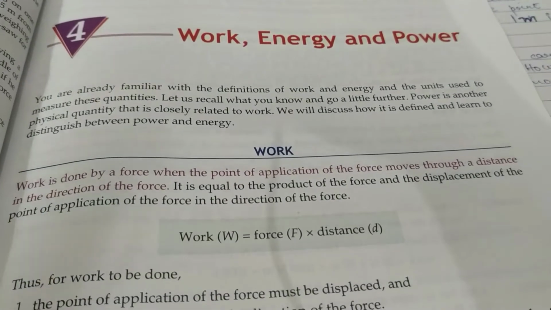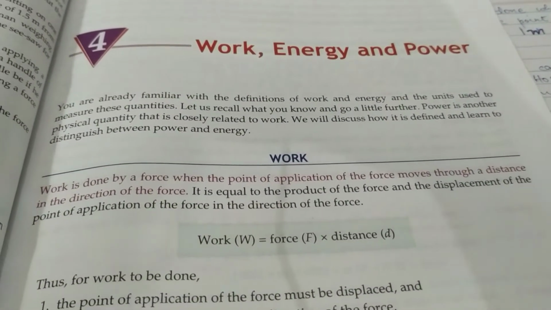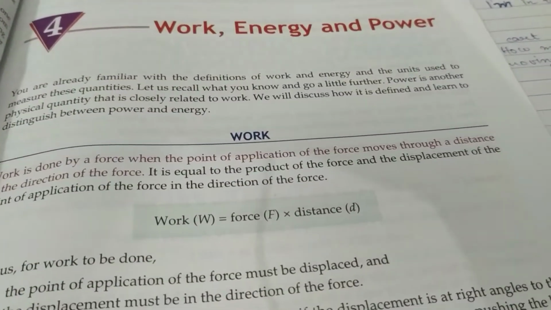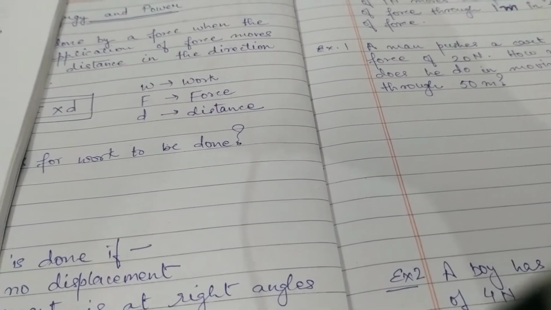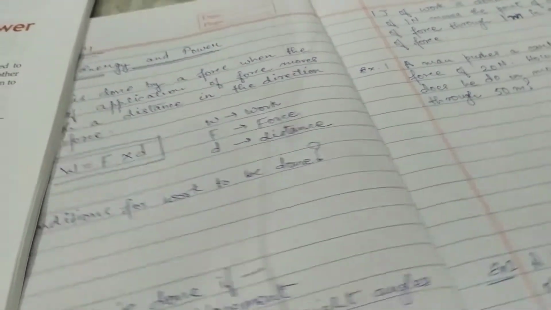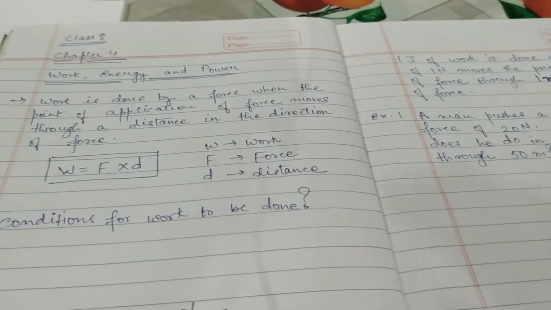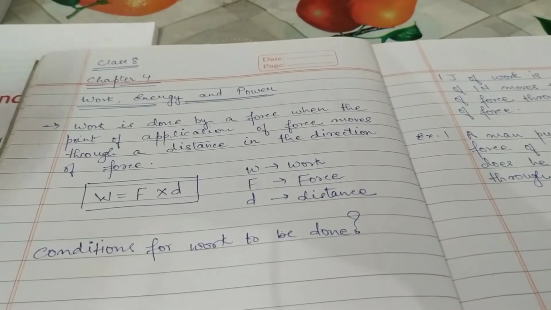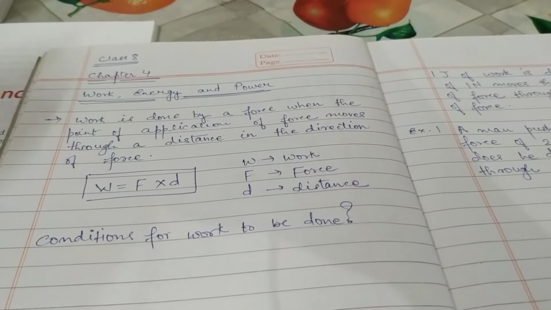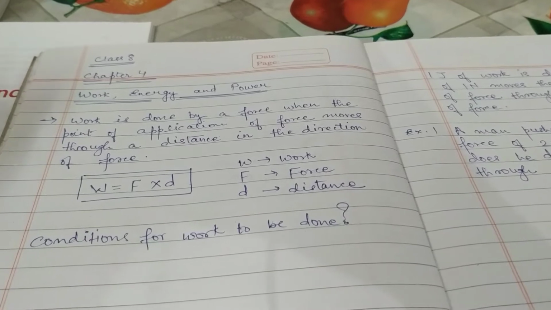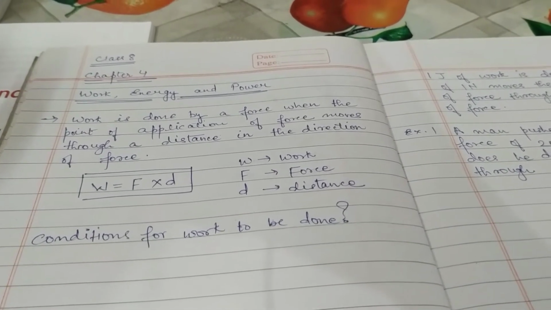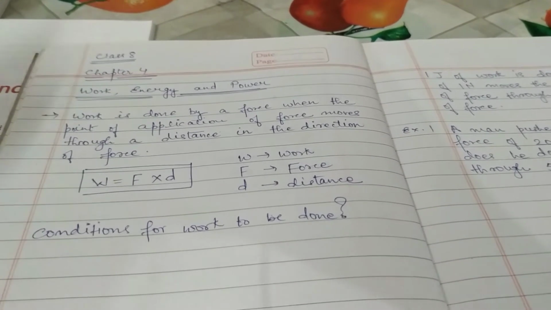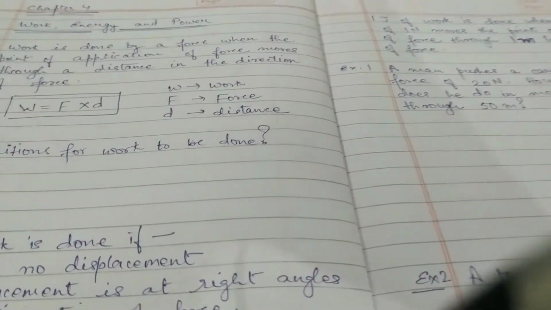So, just recall what you have studied about work. Do you remember what is work? Work is said to be done when we apply a force on an object and the object is moved in the direction of the force. Okay, so the movement is important and in the direction of the force, right?